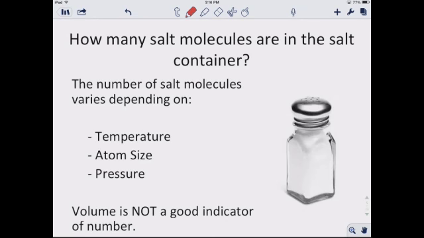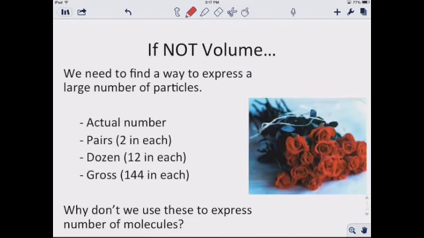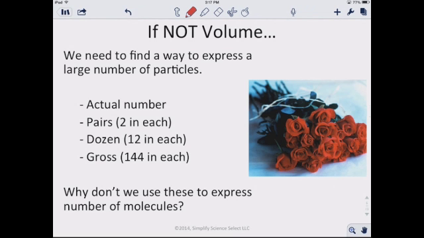So how many salt molecules are in the salt container? Now, the number of salt molecules varies depending on temperature, atomic size, and pressure. So when we're looking at this, volume is not a very good indicator of the amount. And so if not volume, we need to find a way to express a large number of particles.